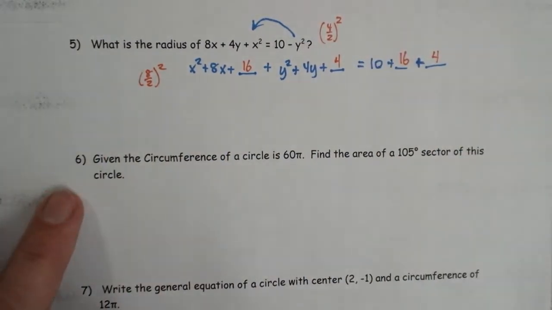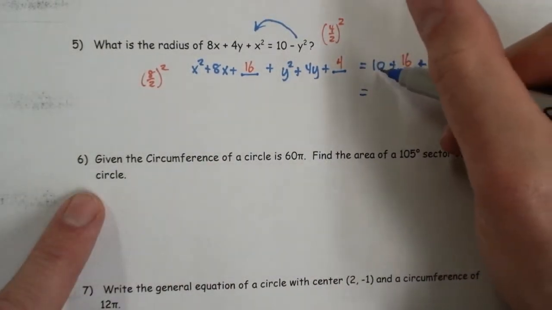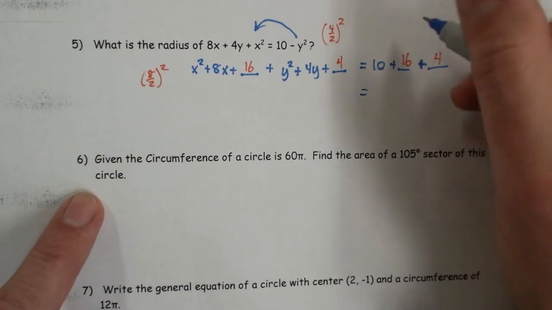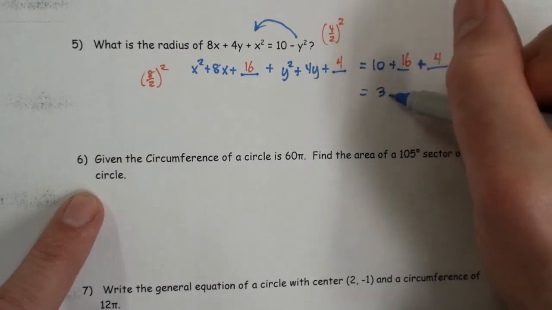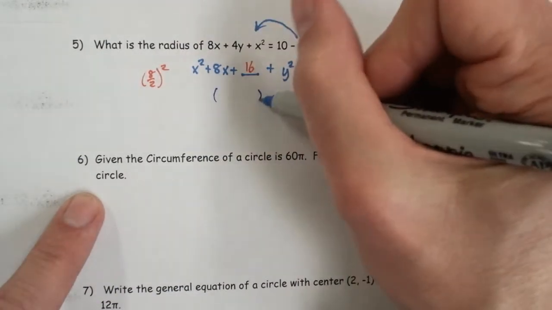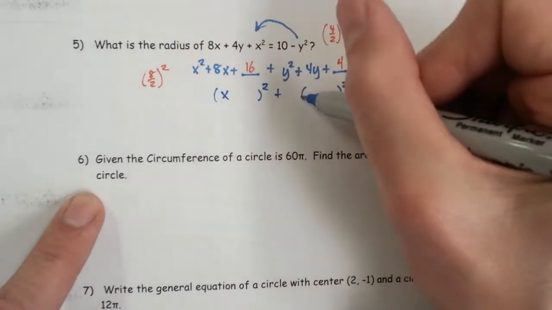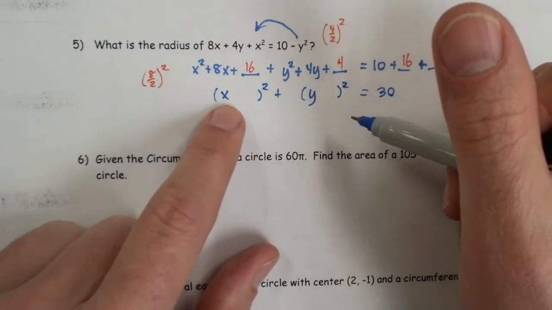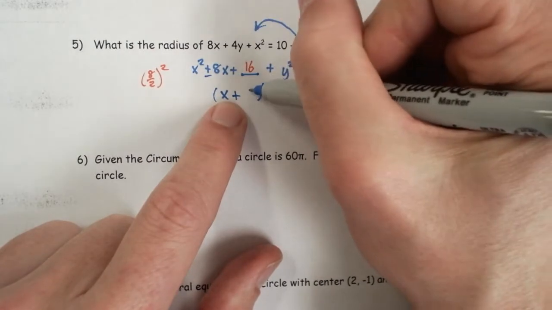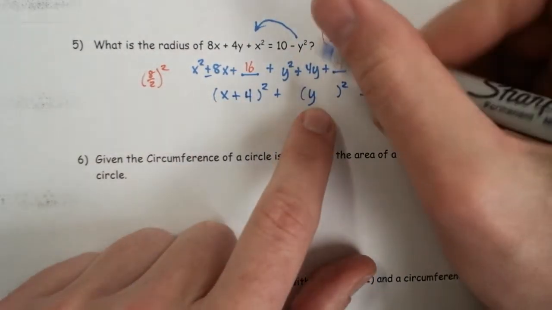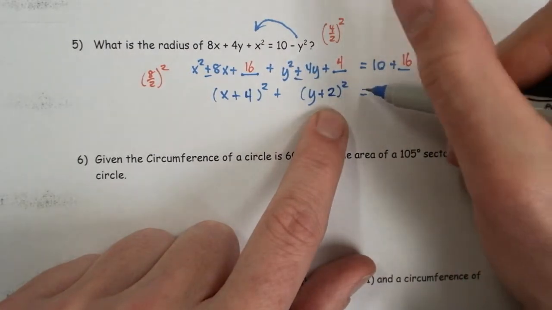And let's factor and combine like terms on the right side. So the right side is going to be 10 plus 16 plus 4. Well, that's 26 plus 4, which is 30. The left side is going to group again to 2 binomials squared. So this will be x plus half of 8, which is 4, squared. This is going to be y plus half of 4, which is 2, squared, equals 30.